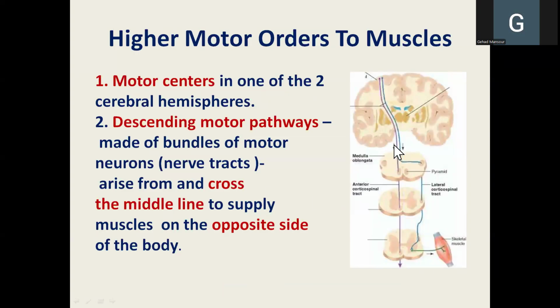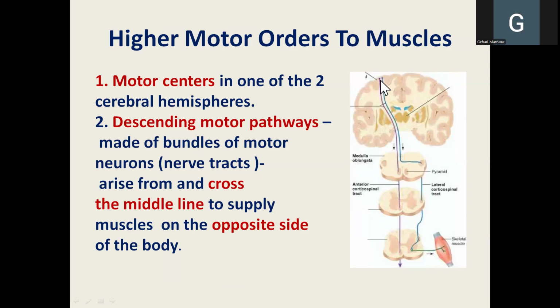Now, this diagram is very important because it shows you a section in the two cerebral hemispheres. It shows you the motor center in the brain and how we have descending motor fibers from the motor center in the brain that descend on the same side and then cross to the opposite side at the medulla oblongata, at a site in the medulla called the pyramid, and then they descend on the opposite side to reach the skeletal muscle on the contralateral side.